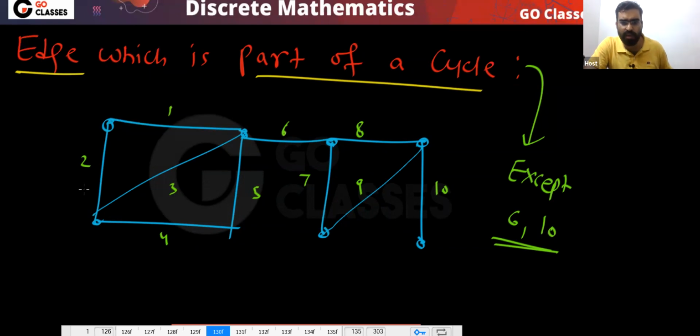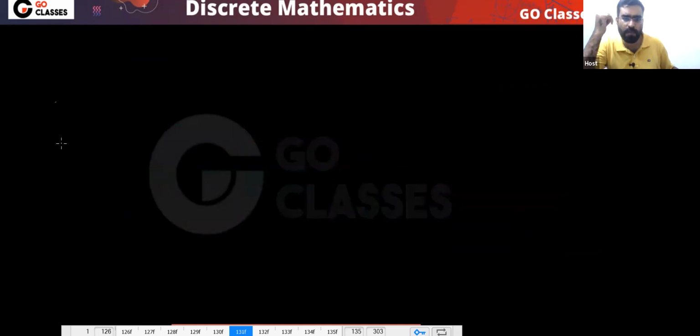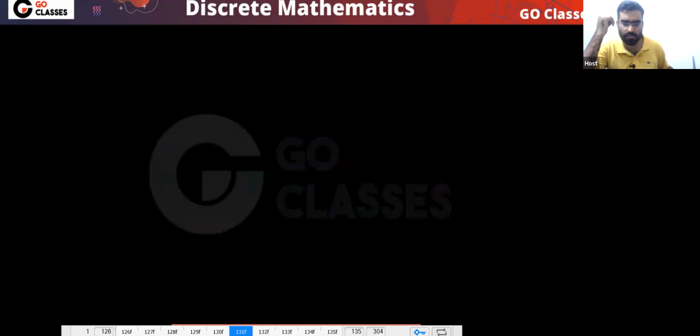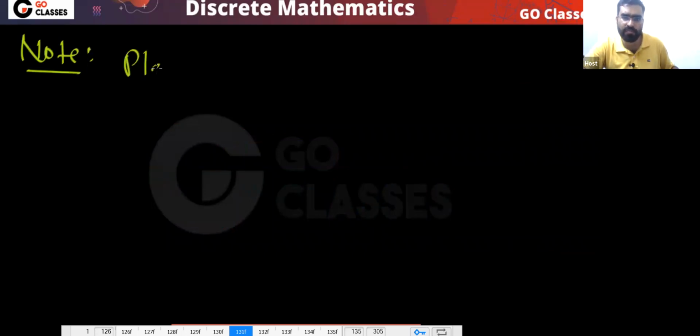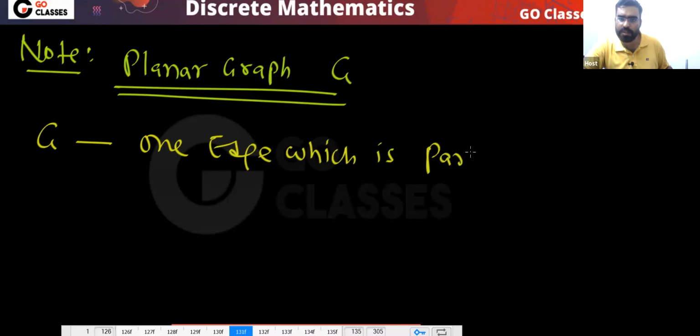Now, when you remove an edge which is part of a cycle, then what happens? Tell me. You have a planar representation, a planar graph. This is the point I want to say. So this is an important point. Let's assume you have a planar graph G. Your graph is planar. And then from this G, you remove one edge which is part of a cycle.